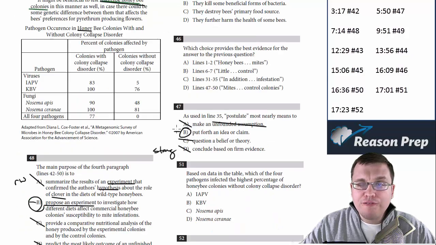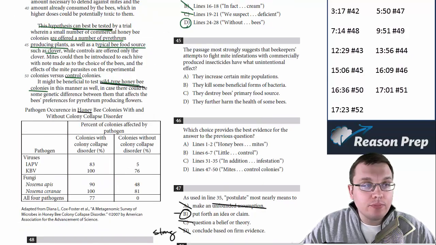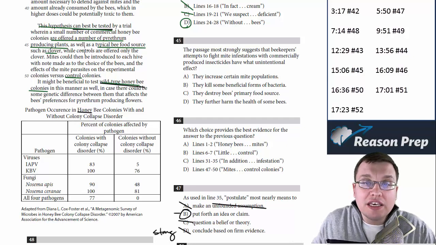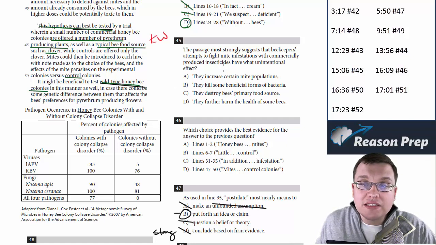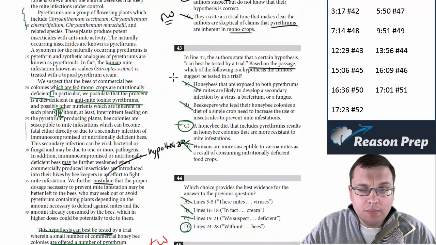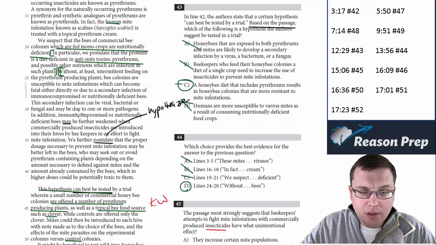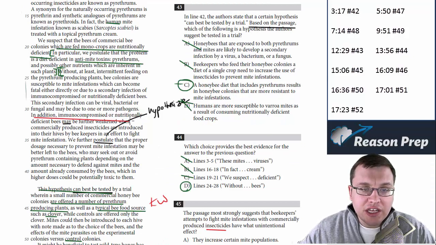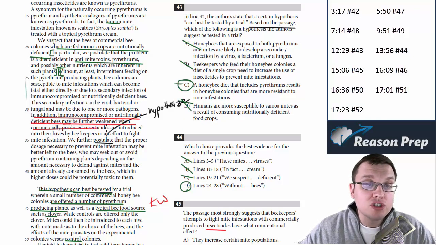Okay, looks like we've got 45 now. The passage most strongly suggests that beekeepers' attempts to fight mite infestations with commercially produced insecticides have what unintentional effect? So we have a keyword question here, right? It's the bit about insecticides. So I remember reading something about that. Right here: "In addition, immunocompromised or nutritionally deficient bees may be further weakened when commercially produced insecticides are introduced into the hives by beekeepers in an effort to fight mite infestation."